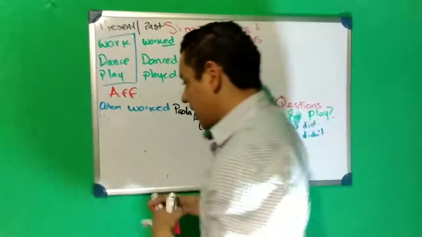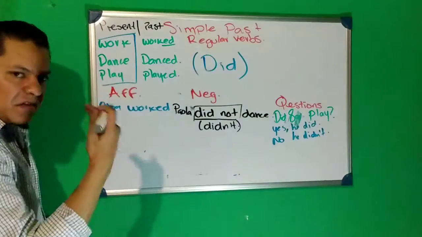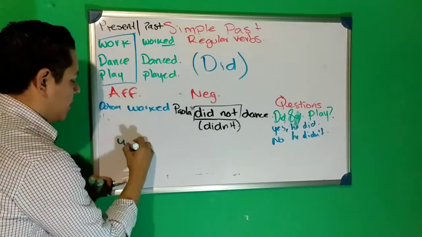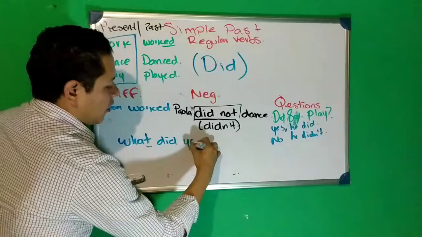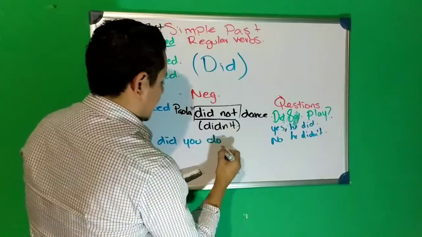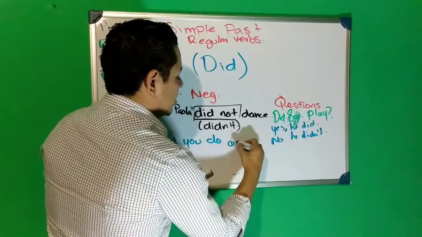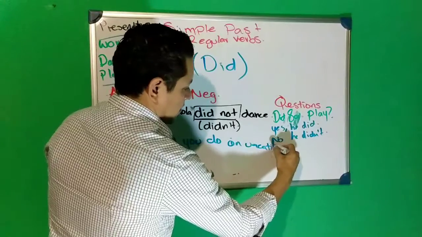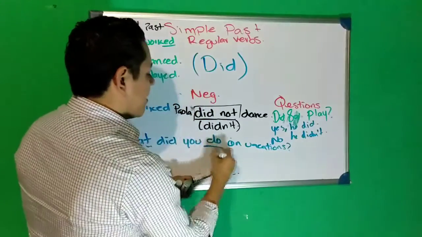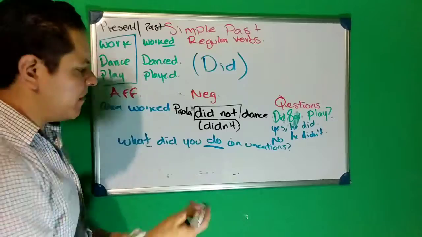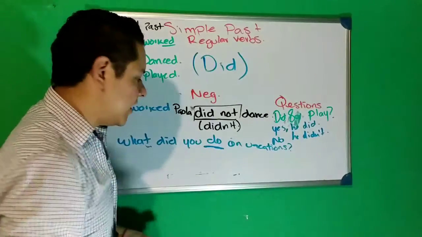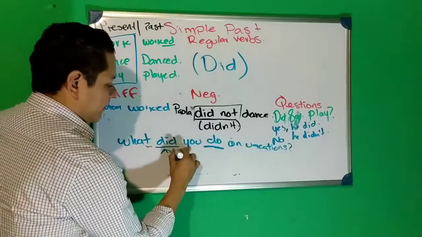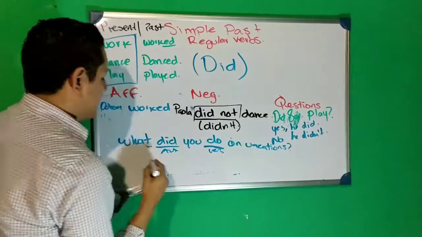Okay, what if I want to make WH question? It is going to be the same. What did you do on vacations? Okay, here I'm adding an irregular verb that is do. What did you do? For example, I played soccer, yes. Auxiliary verb, yeah.